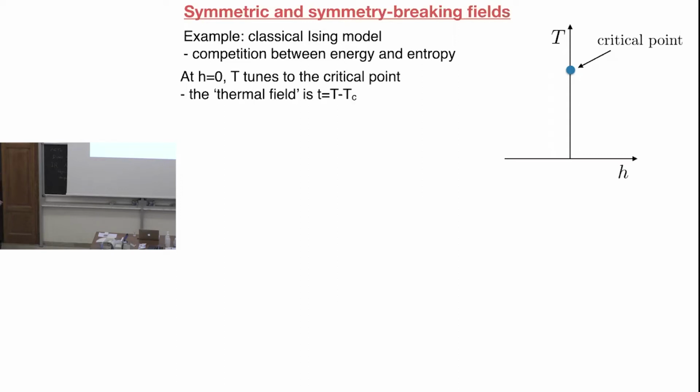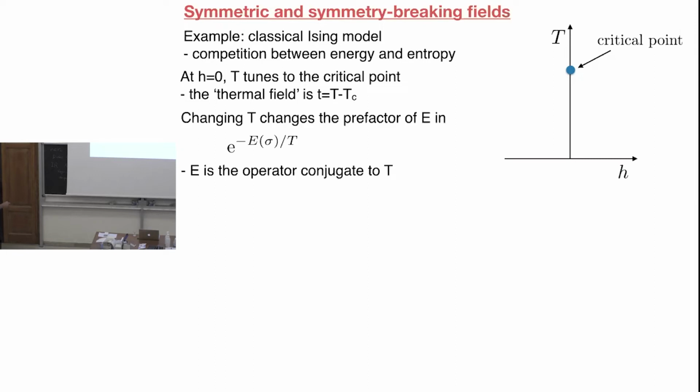So we call T, the thermal field, T minus TC, because it's just driven by changing the temperature. If you look at the Boltzmann factor in StatMech, when you change T, you just change the prefactor of E. So you can say that E is the operator conjugate to T. And what you are doing is changing the competition between energy and entropy, right?